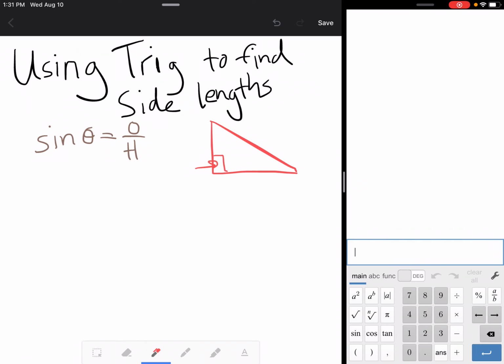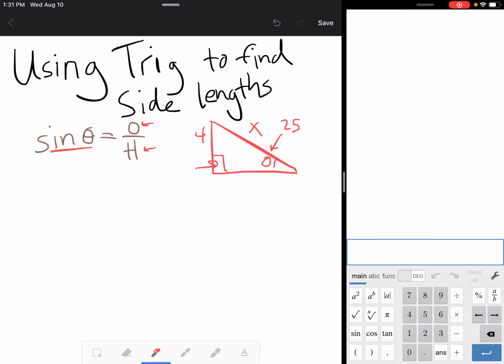Next, let's take a look at a trig function. Sine of theta is equal to opposite over hypotenuse. What I'm seeing here are three pieces. We're going to swap out theta for some actual number, like 25 degrees, and then put a number here and a variable there. We're going to use this information to find the side length of a triangle.